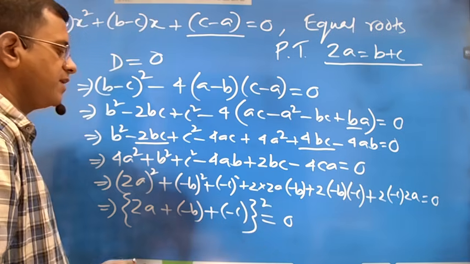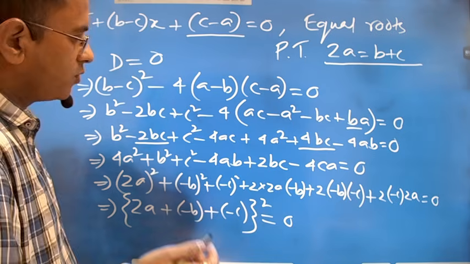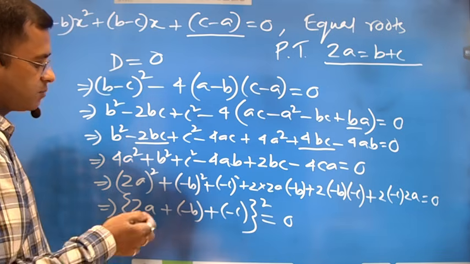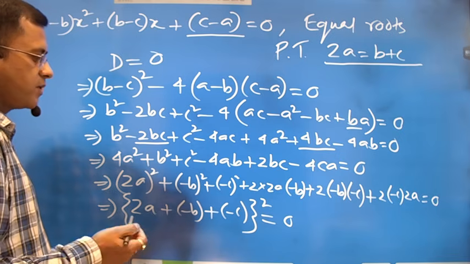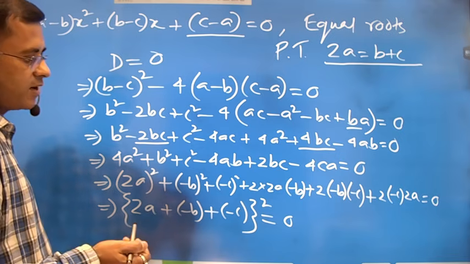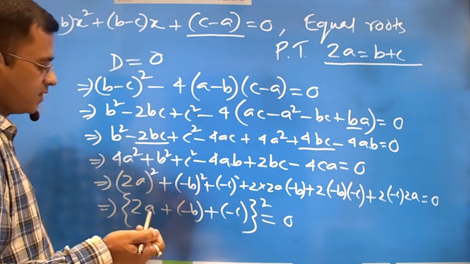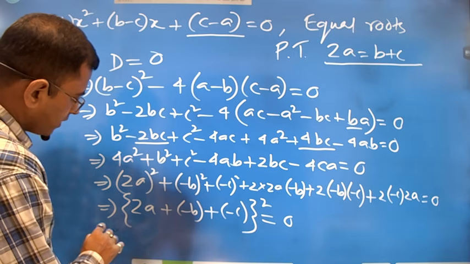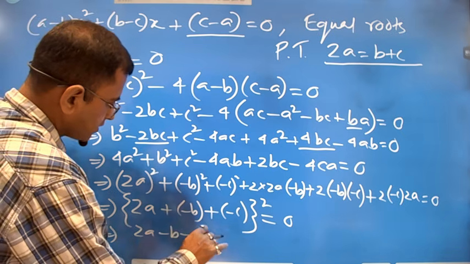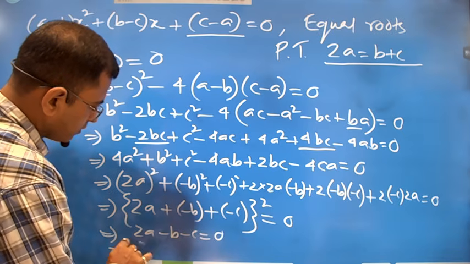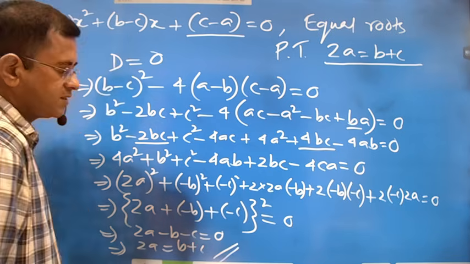You can apply the identity, (x plus y plus z) whole square. Okay, (x plus y plus z) square equal to how much? This is x square plus y square plus z square plus 2xy plus 2yz plus 2zx. So this is equal to twice a minus b minus c equal to 0. So this is equal to twice a equal to b plus c. Okay, so this is the proof.